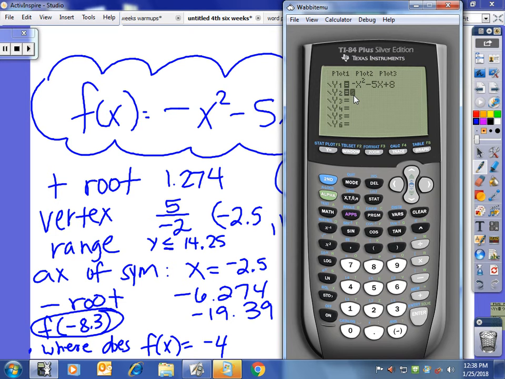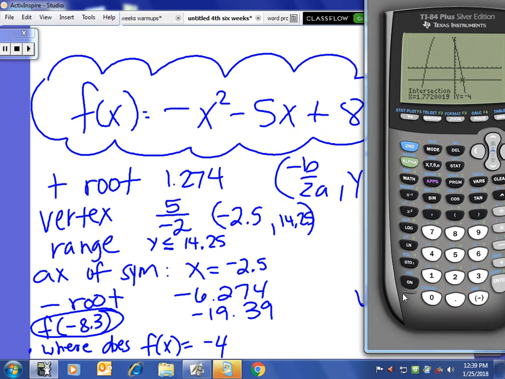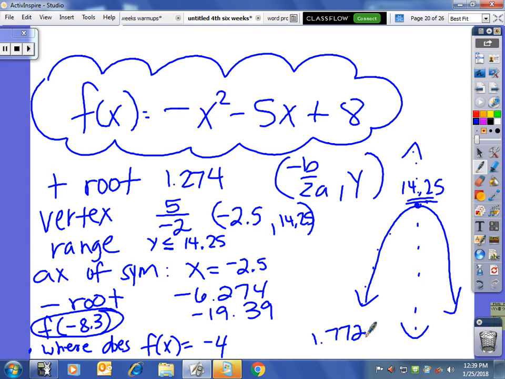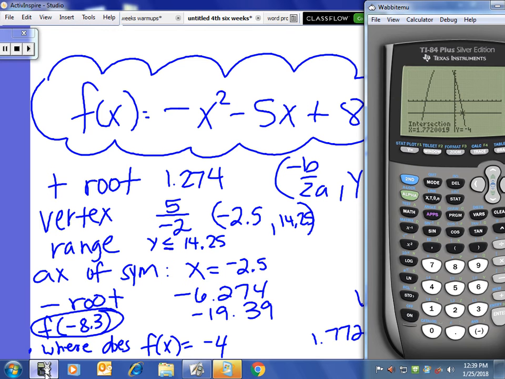Instead of finding the zeros, we're finding the negative 4s. And that's where it draws that horizontal line across the picture. These 2 points have a y value of -4, so we're trying to find the x that made that happen. So then I calculate the intersection, first curve, second curve, guess, and I'm getting 1.772. Okay, and then the other one, I'm going to trace over to the other side.